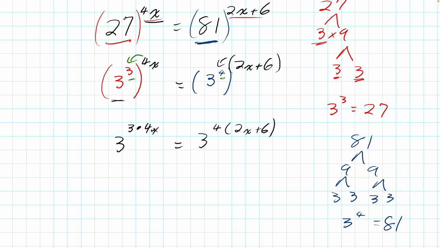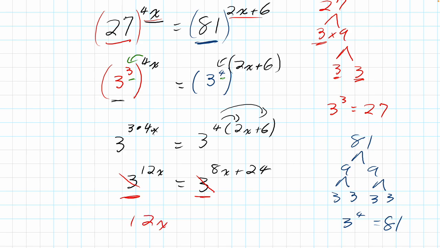And this is the trickier one. This is a distributive property question. The one on the left, we get 3 times 4x. That's just going to be 3 to the power of 12x. This one here, I have to multiply by both. Yes. Exactly. 8x plus 24. And now, my bases are technically the same. My bases can drop off, and we're just left with the question of 12x is equal to 8x plus 24.